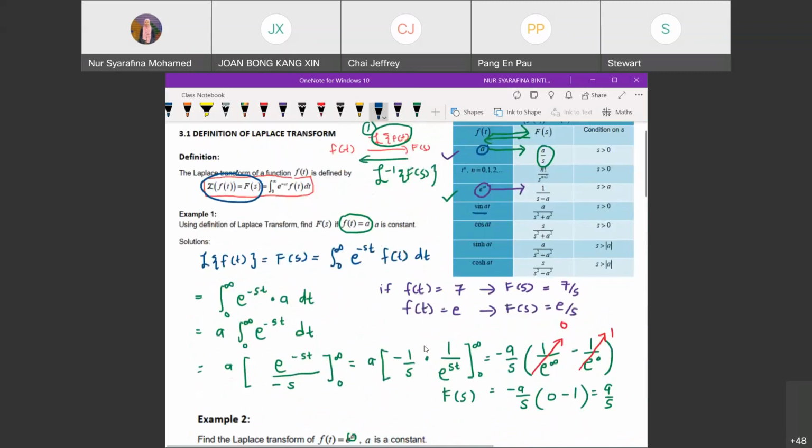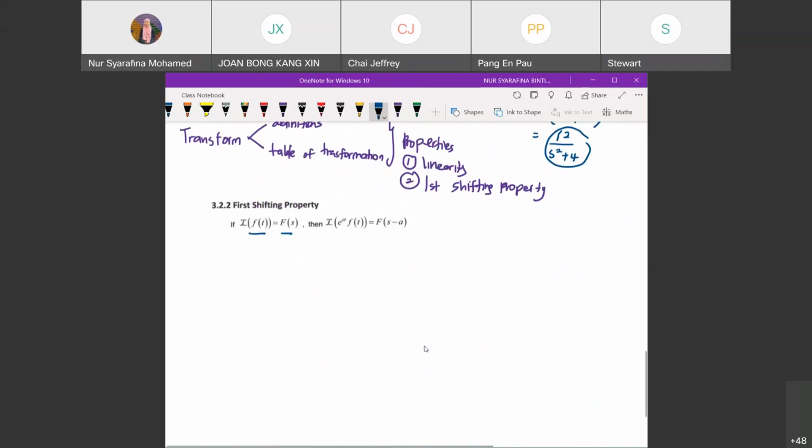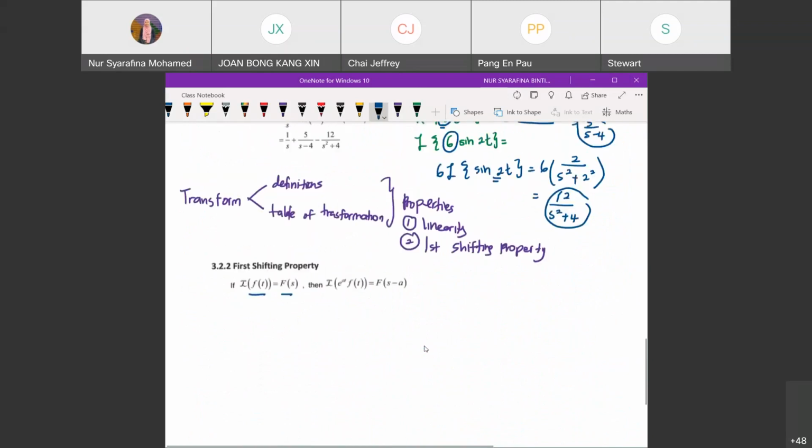Okay, now by the first shifting property, if you transform f(t) multiplied with exponent at, then we will have F(s minus a). Okay, so let's prove this. Now you want to transform this, like the Laplace transform of exponent at times f(t).